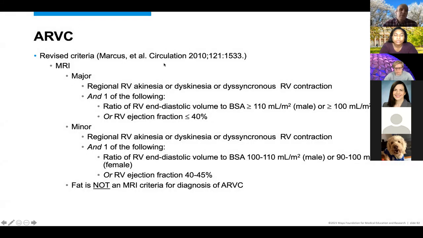And so about 10 years ago, they revised the criteria that we use to establish the diagnosis of arrhythmogenic right ventricular cardiomyopathy. And some of those criteria are based on MR, and it's primarily the size of the right ventricle and how well it's functioning. So we're looking for areas of akinesis or dyskinesis, and then we are looking at the size, is it big, and then the systolic function, is it low? Interestingly, fat is no longer a part of the diagnostic criteria for arrhythmogenic right ventricular cardiomyopathy.